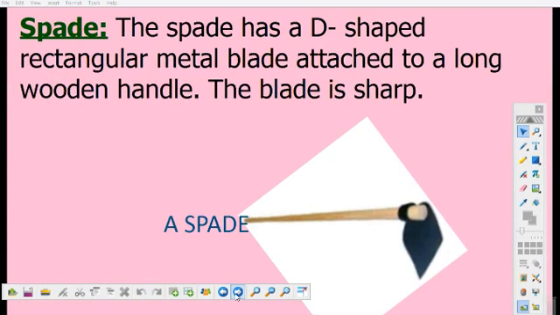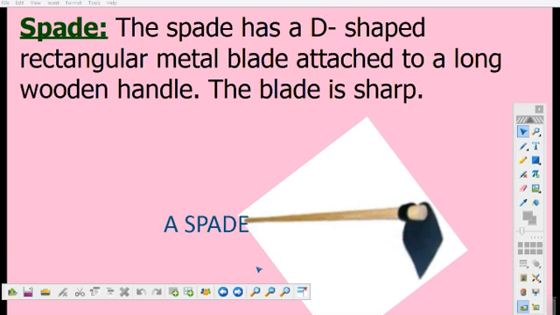The spade has a disc-shaped rectangular metal blade attached to a long wooden handle. The blade is sharp. We can see a picture of a spade. Remember we said it is a disc-shaped rectangular metal blade attached to a wooden handle. And remember I said that the blade is sharp. They use it for working.